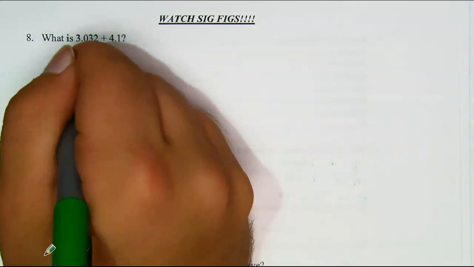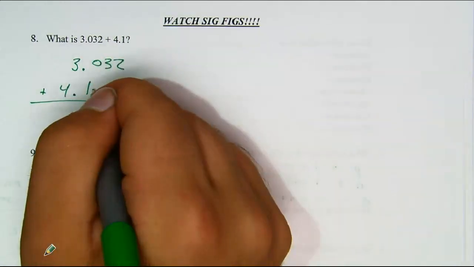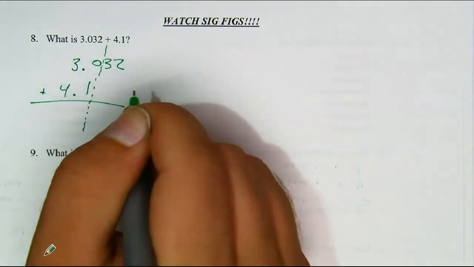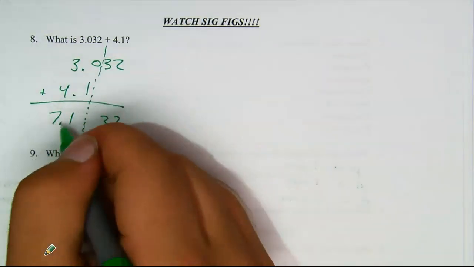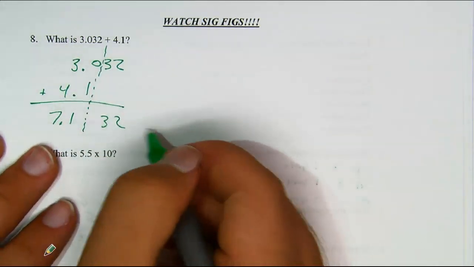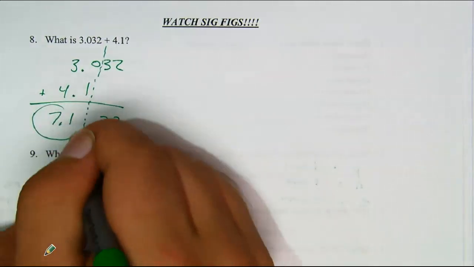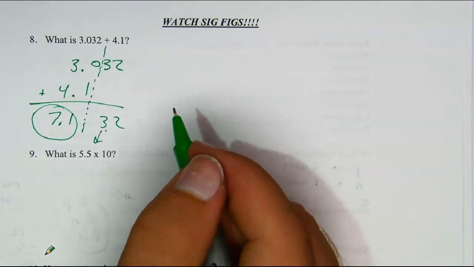Going to the back. What is 3.032 plus 4.1? Now, remember the sig fig rules when doing this. After the last individual digit, you're going to be going down. Then you're going to add. So you got 7.132. So this is what I'm focused on, but I still have to look to see if I round up or down. So my 3 rounds down, so my final answer is actually 7.1.